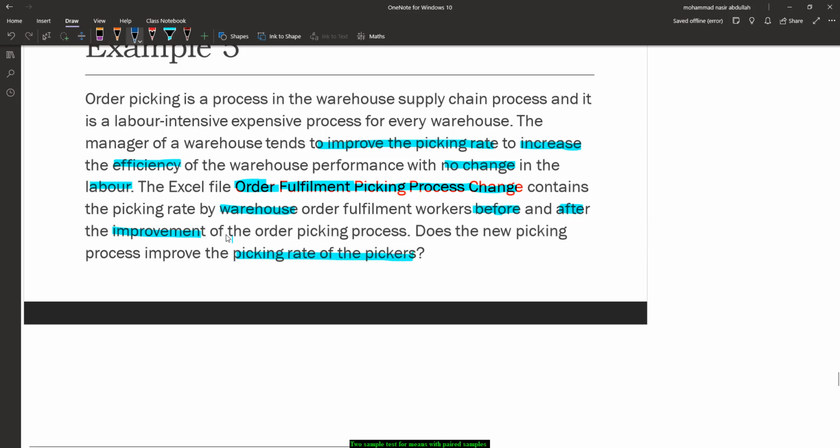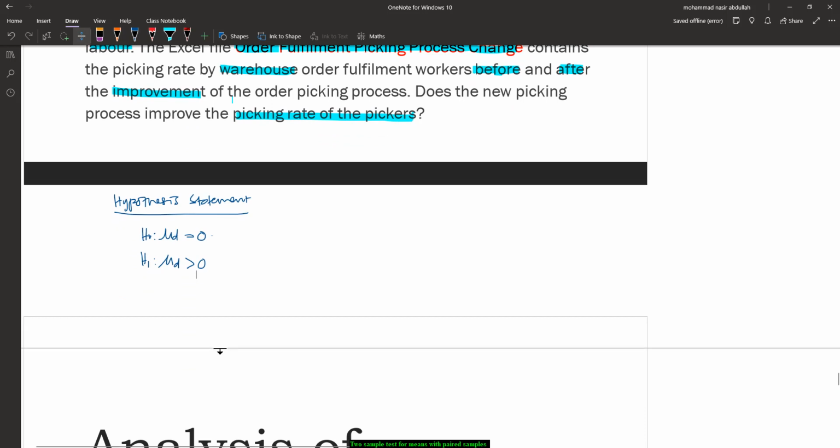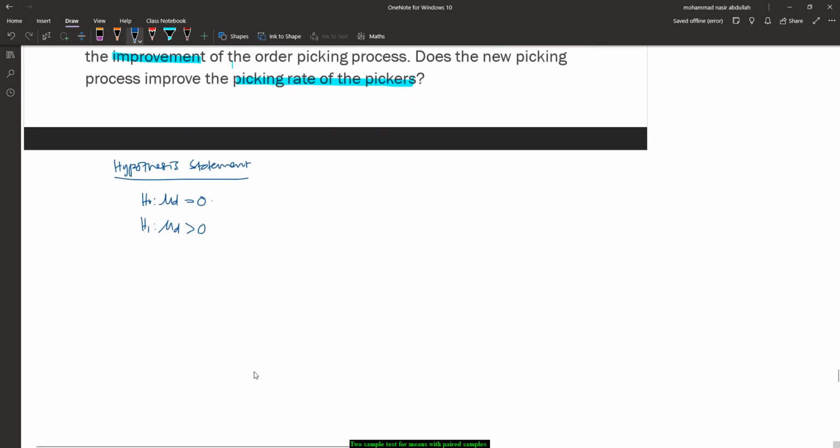Now, the first step in hypothesis testing is to write down the hypothesis statement. Our null hypothesis: mu D is equal to 0. The alternative hypothesis, since we want to know the improvement of the new picking process: mu D is more than 0. This is the null and alternative hypothesis that we want to measure. Our alpha is set equal to 0.05. The next step is our test statistic. Since we are dealing with two samples that are paired, we are using the t-test.